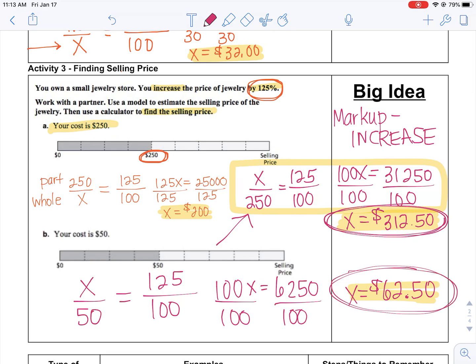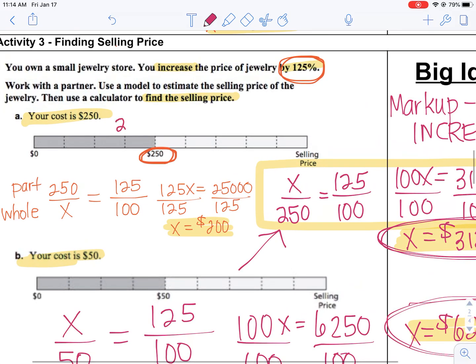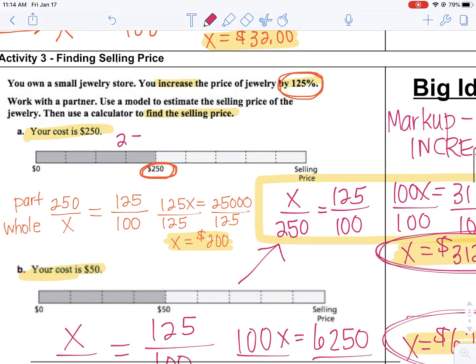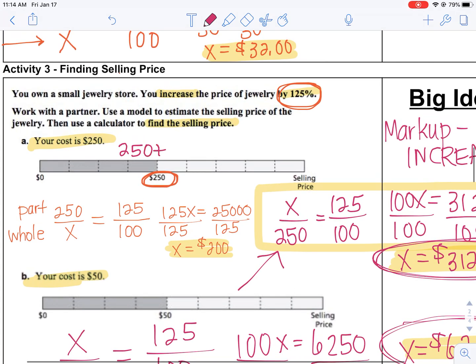So let's clarify. Markup means increase. So that means for the cost of $250, you're going to add $312.50 to your $250. For the cost of $50, you are going to add $62.50 to your final markup increase. So what does that mean? That means you have to take your original plus your markup and put them together to get your final cost.